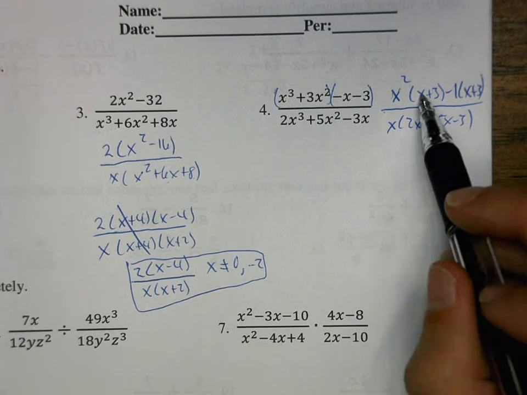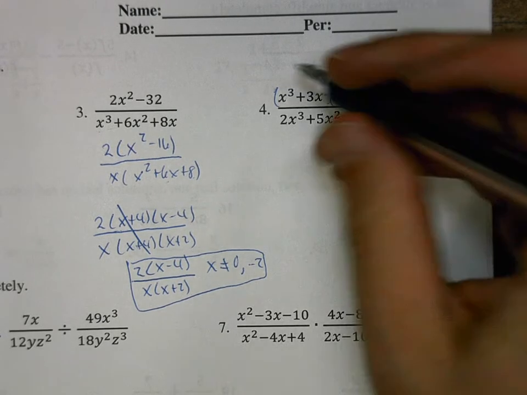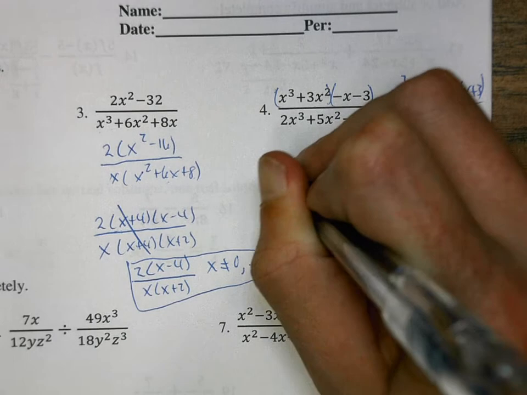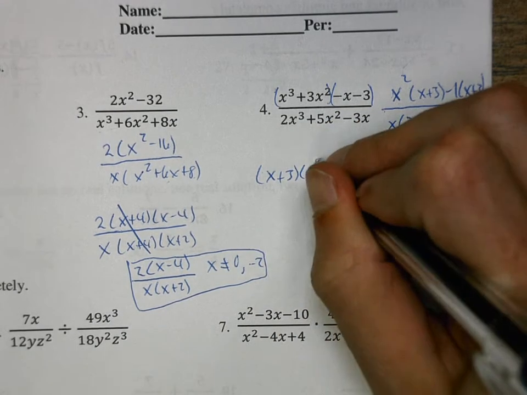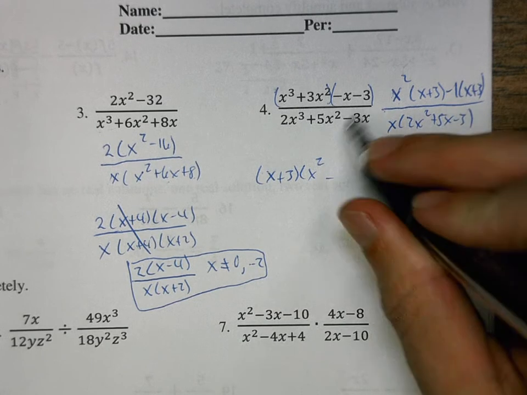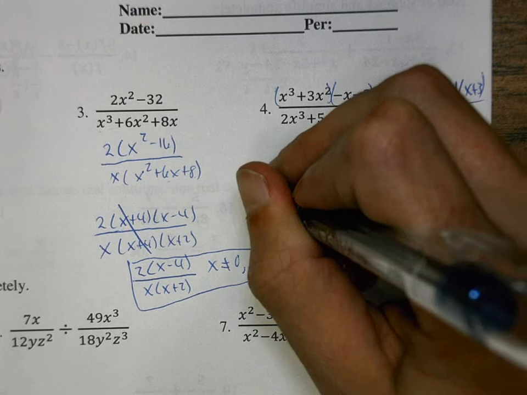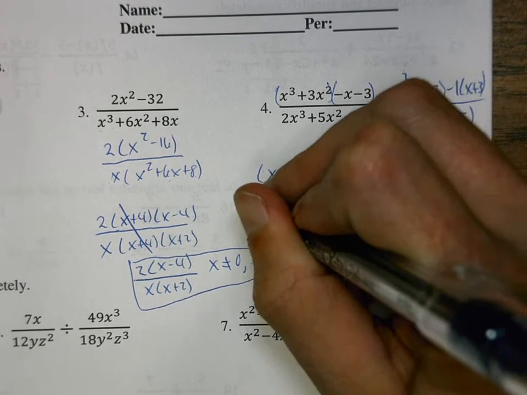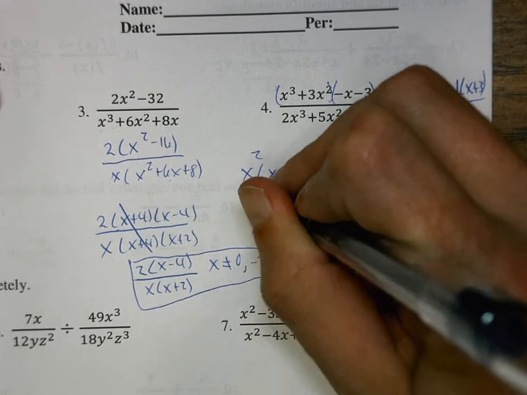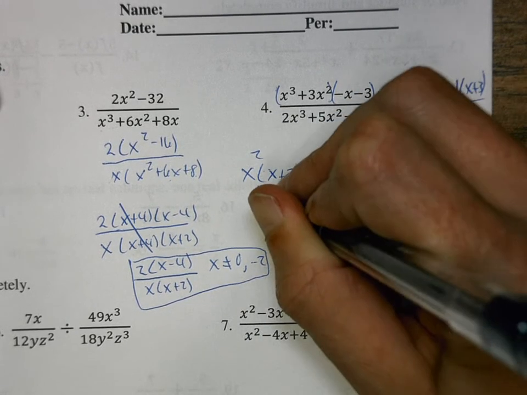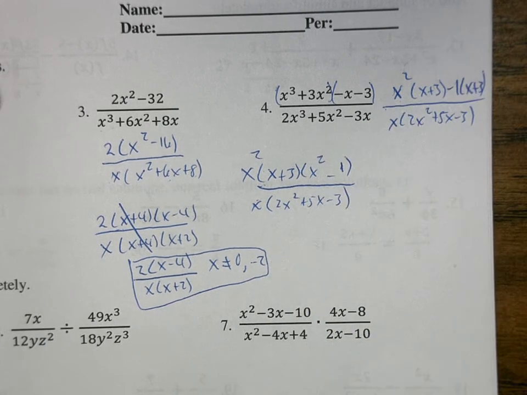And in the numerator, they both have an x plus 3 in common, so I'm going to factor out x plus 3. And what I'm going to be left with is x squared in the first part of my parentheses and minus 1 in the next part of my parentheses. All over, oh, I forgot the x squared on the numerator, my mistake. All over x times all this stuff, 2x squared plus 5x minus 3.